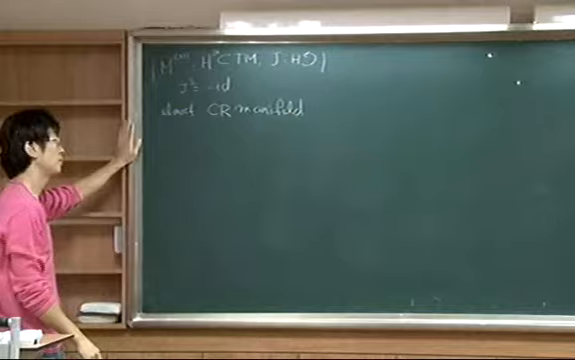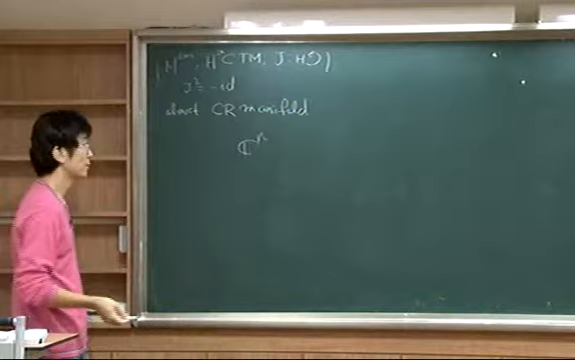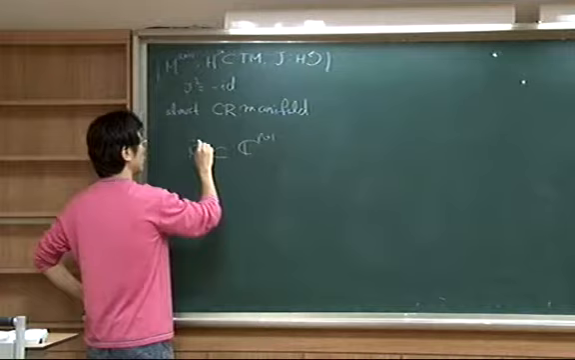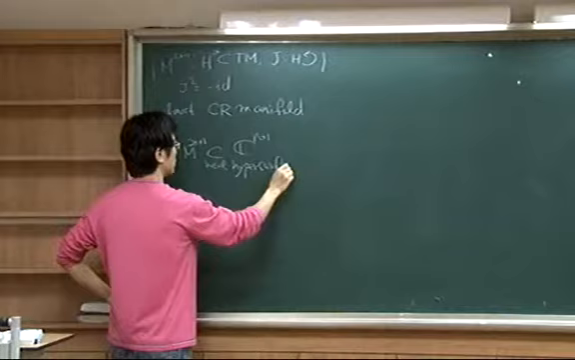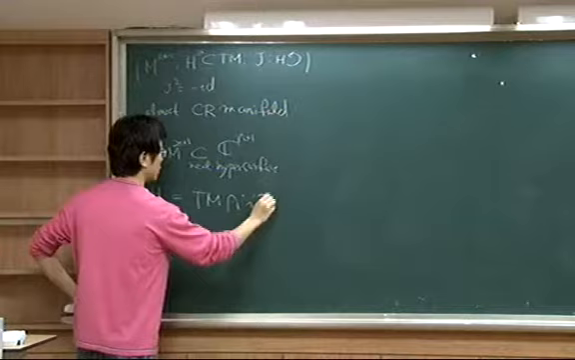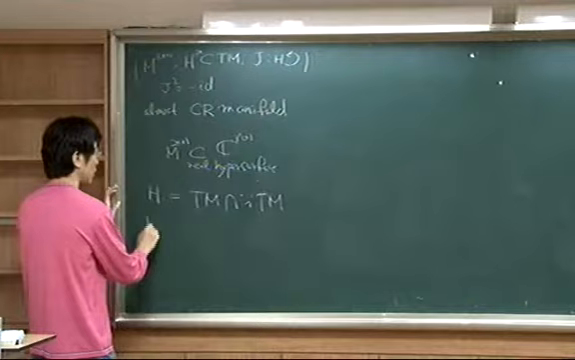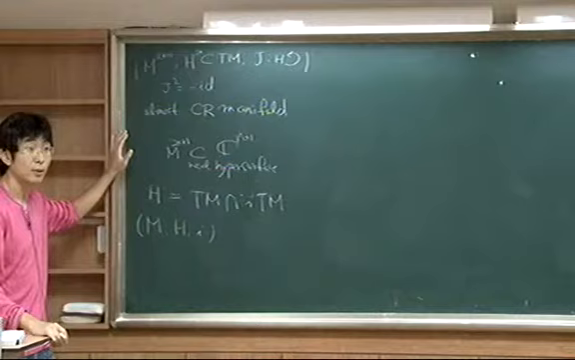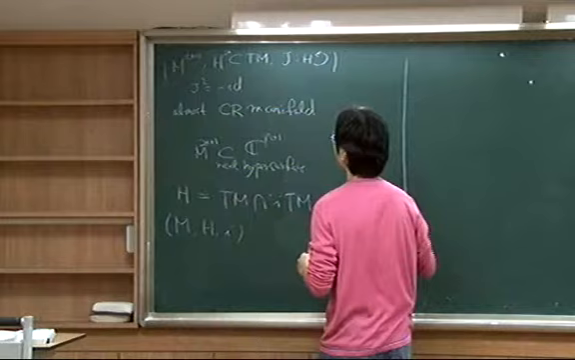A typical example is a hypersurface in a complex manifold. If we consider complex Euclidean space, and a real hypersurface M, and if we define H by TM intersected with its I-invariant part, the invariant tangent bundle, then M, H, and I become an almost CR manifold. Actually, in this case, we have one more algebraic relation, an algebraic condition for the bundle H.